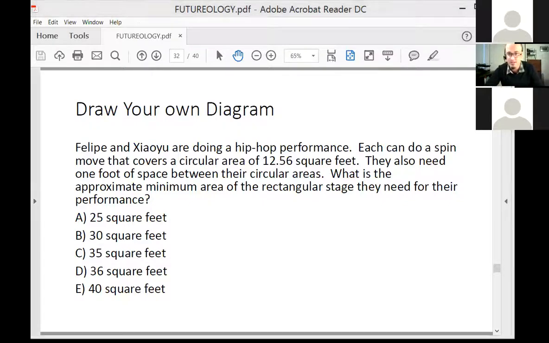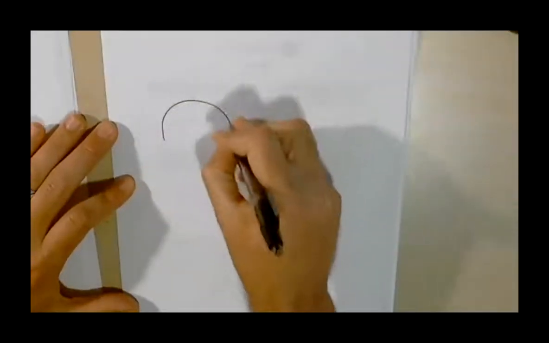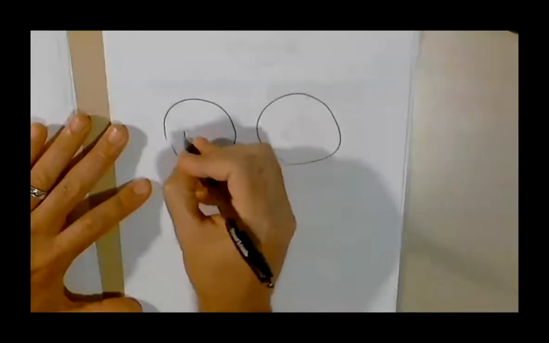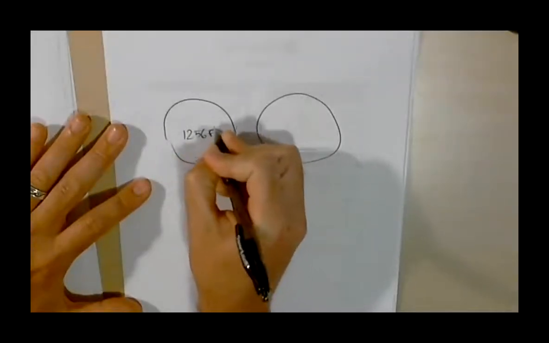Okay, so on this one, I could not figure out how to draw a diagram with my computer, so I'm going to just do this the old-fashioned way. Let me reread the question so that we're all there. Felipe and Zayu are doing a hip-hop performance, because hip-hop performances are cool. And they each do a spin move that covers a circular area of 12.56 square feet. So there's going to be some sort of a circle, and they're each doing a circular spin move. And apparently it's 12.56 feet squared.